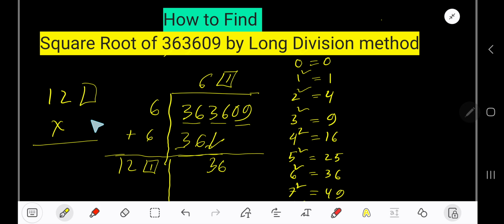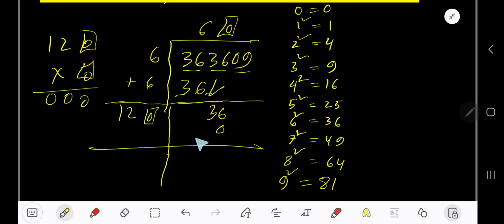So what will you take here? You can take 0, right? And 0 times 120. 0 times 0, 0. 0 times 2, 0, 0. That is overall 0. 0 times 120 is 0. If you subtract, you are getting 36. Okay. Bring down the next pair, 0, 9.